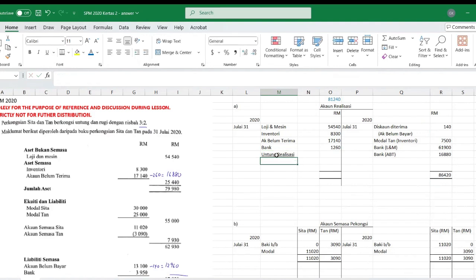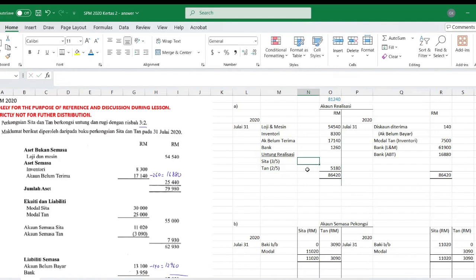Gain on the dissolution. So untung of how much? The difference between 86420 minus 81240 is 5,180. This is the untung realisasi. So this one will be apportioned to Sita and Tan following the ratio. Sita is 3/5. Tan is 2/5.